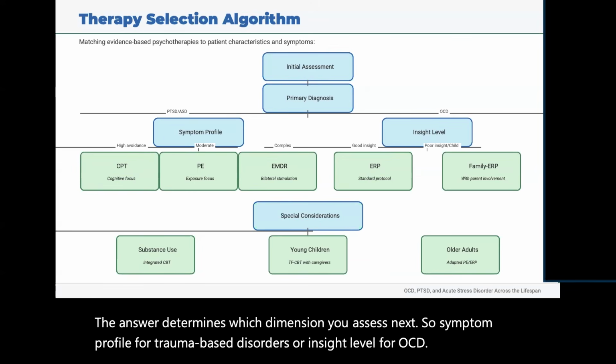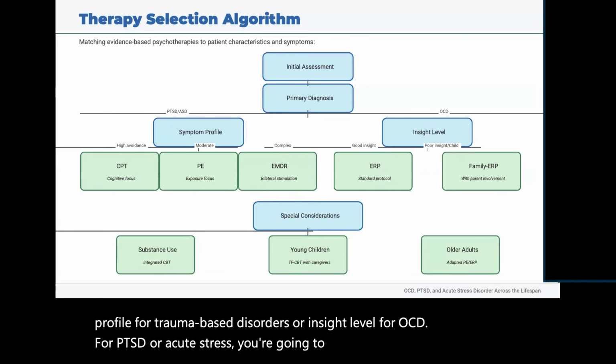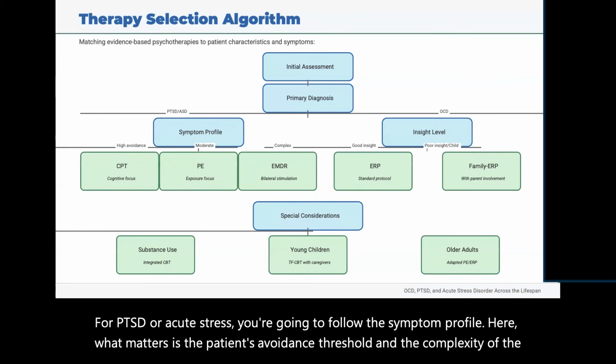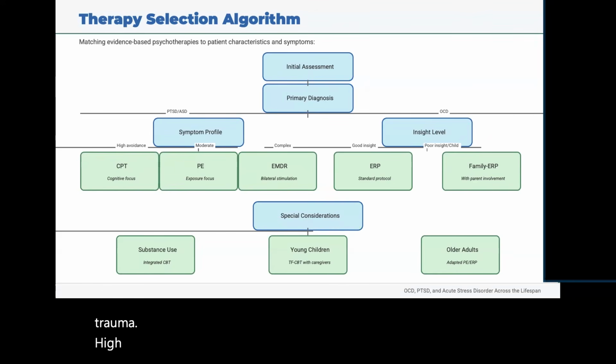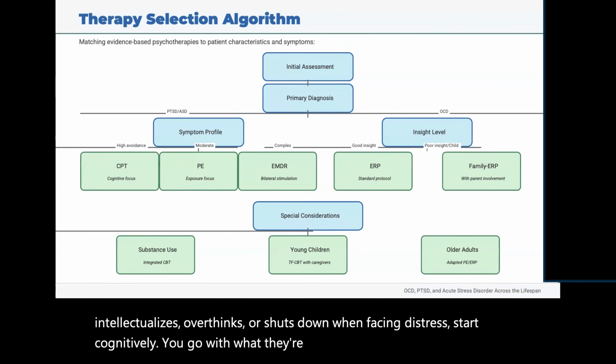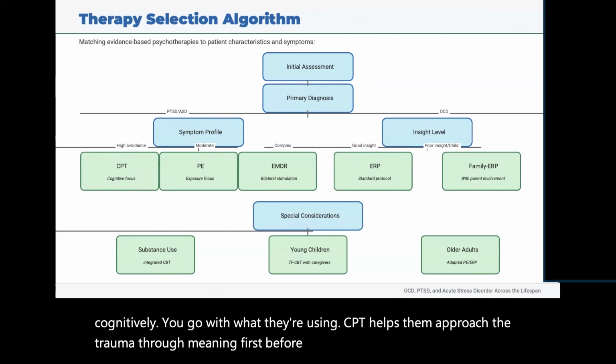For PTSD or acute stress, you're going to follow the symptom profile. Here, what matters is the patient's avoidance threshold and the complexity of the trauma. High avoidance, that's cognitive processing therapy. When a patient intellectualizes, overthinks, or shuts down when facing distress, start cognitively. You go with what they're using. CPT helps them approach the trauma through meaning first before tackling full exposure.